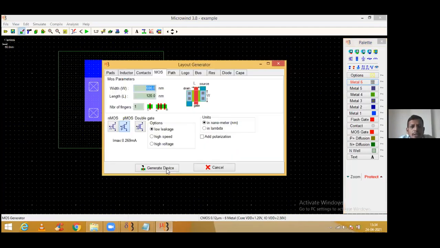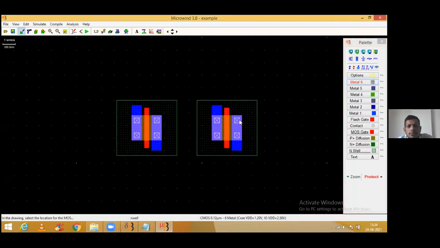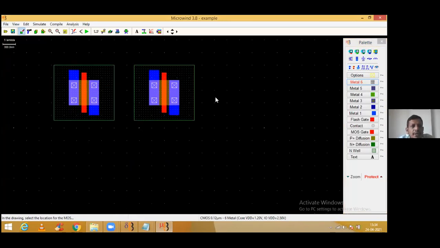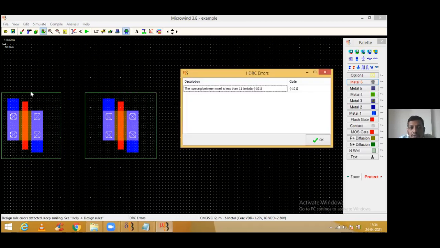Don't worry. I'm keeping like this 2 PMOS transistors that I have implemented. And one more thing, guys, when you try to click on the DRC, look at that, there is an error. The error is saying that whenever I am talking about 2 N-wells being used, they should be separated by 11 lambda. These two should be separated by 11 lambda.